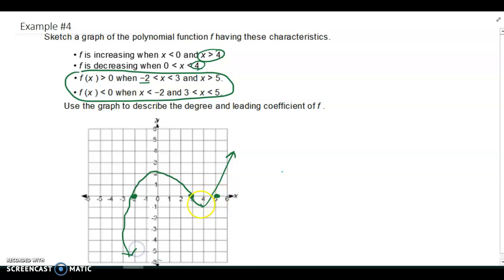Sorry, I didn't quite go through my intercept. There we go, that's a little better. So my graph would look something like this. It doesn't have to be perfect. Clearly mine isn't. So use the graph to describe the degree. Now our degree is odd. We don't know if it's a degree of 3 or a degree of 5 or a degree of 7. We don't know. All we know is that it's odd, and we know that the leading coefficient is positive.